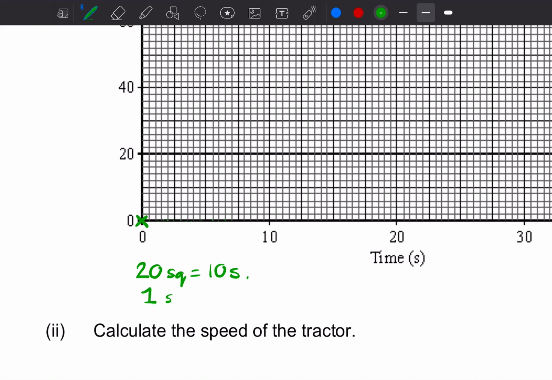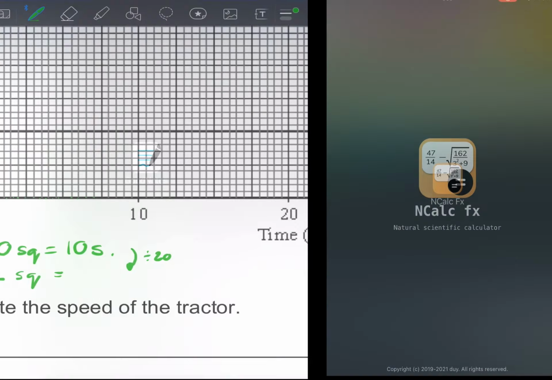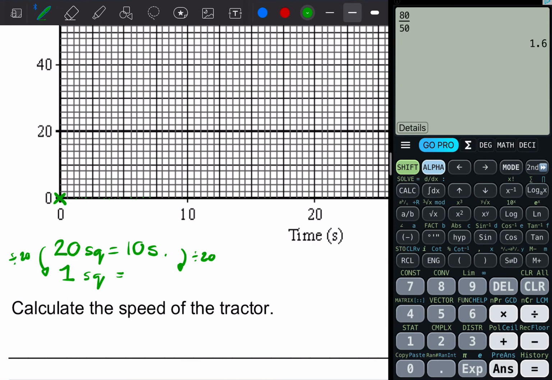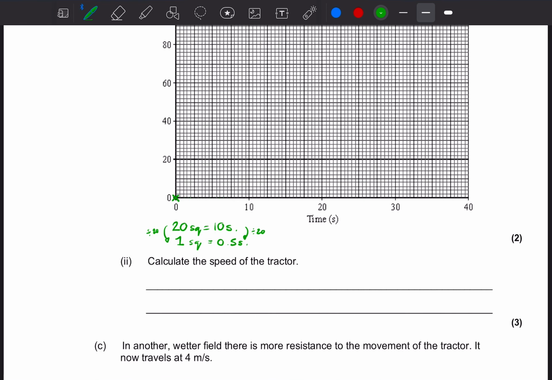So what is 1 square equal to? Well, if we divide that by 20, we have to do the same on that side. So 10 divided by 20. Remember, use your calculator, even if you think it's easy. Even if your brain is screaming at you, I know the answer, check it, because it's an exam and there's no room for mistakes. So each square is worth 0.5 seconds. So that's a classic error they would try and throw at you. They would try and get you to plot it thinking each square is worth 1.